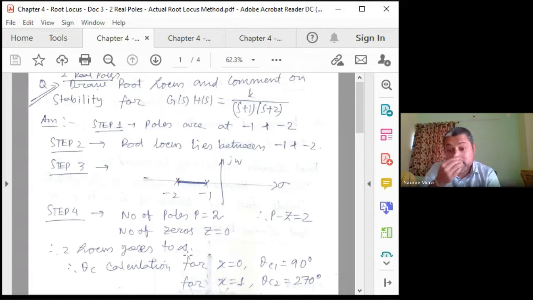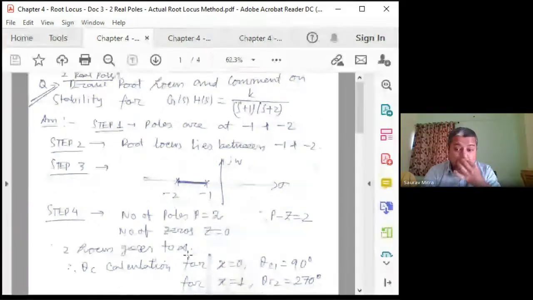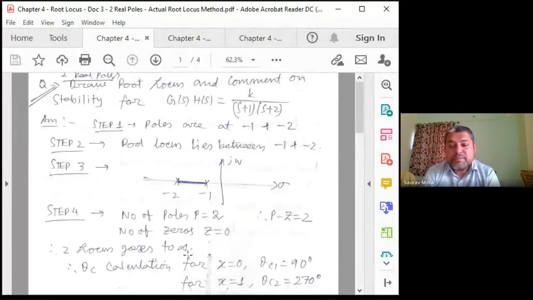So the number of root locus paths, or rather very correctly saying, the number of root loci which are going to infinity will be equal to 2, because p minus z is equal to 2 minus 0 is equal to 2. So this is the simplest numerical.